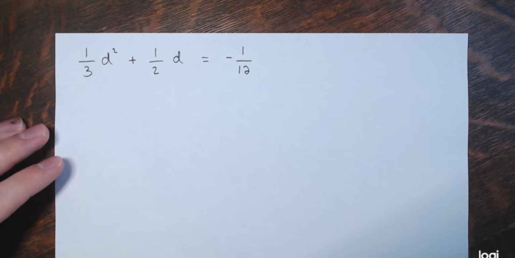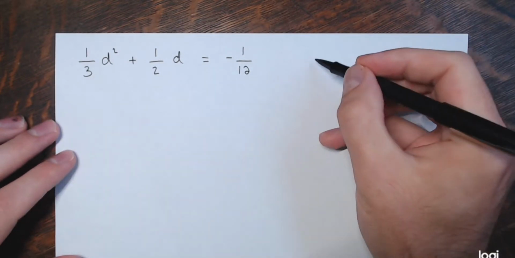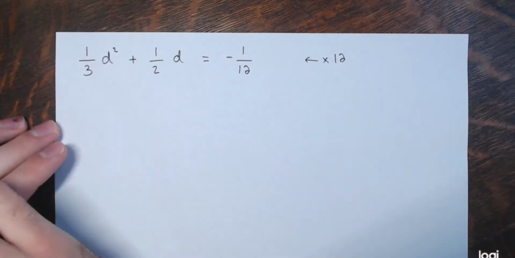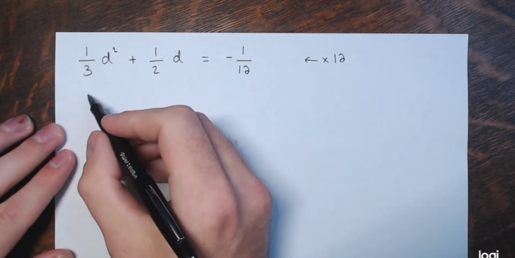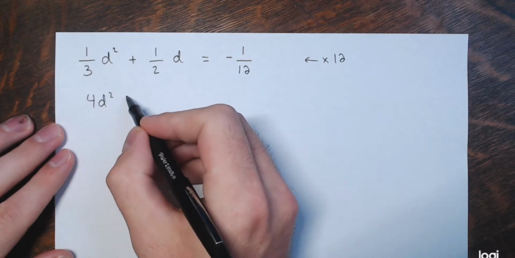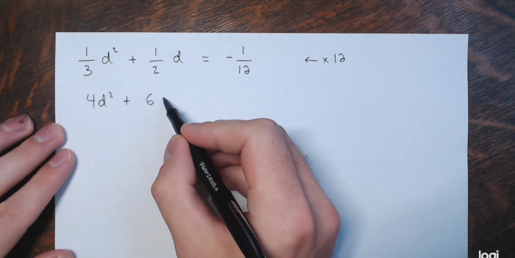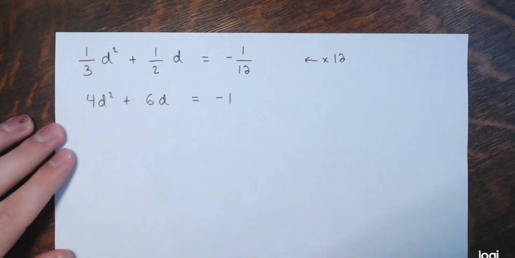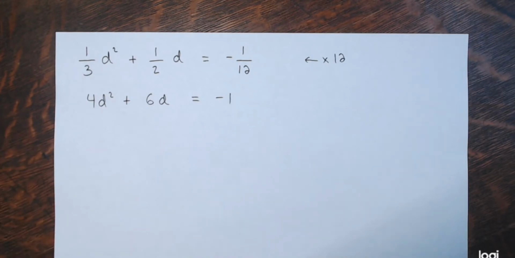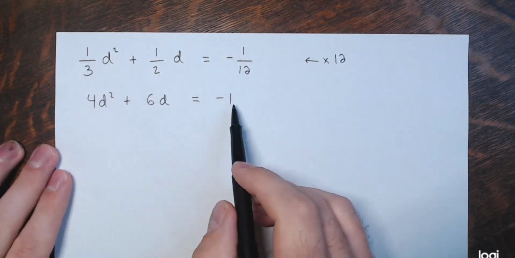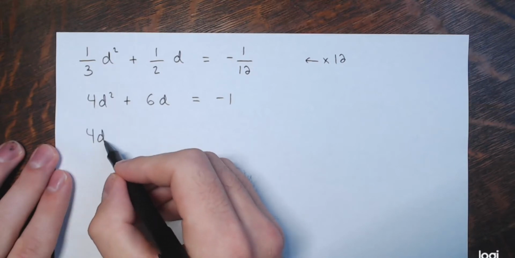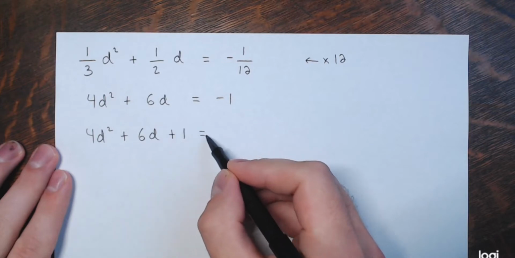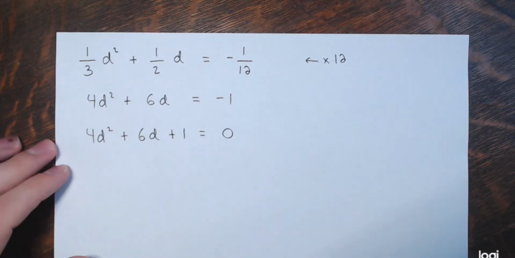So once again, you know what, I'm going to do this to start. I'm just going to multiply everything by 12 just to get rid of the fractions right now. So that's 4d squared plus 6d equals -1. Multiplying everything by 12 gets rid of all those denominators, and then I'll put it in standard form by adding 1. So we have 4d squared plus 6d plus 1 equals 0, and now the equation's in standard form.